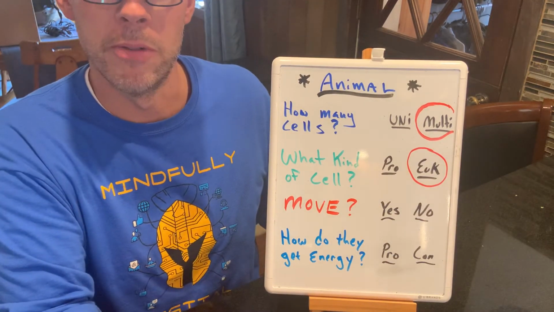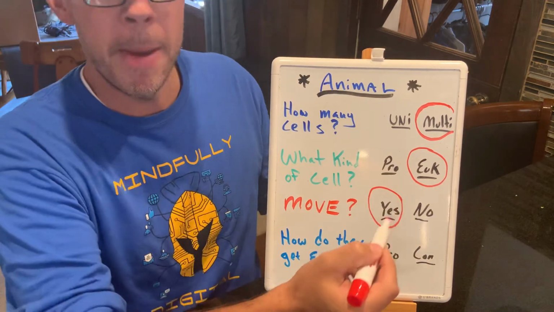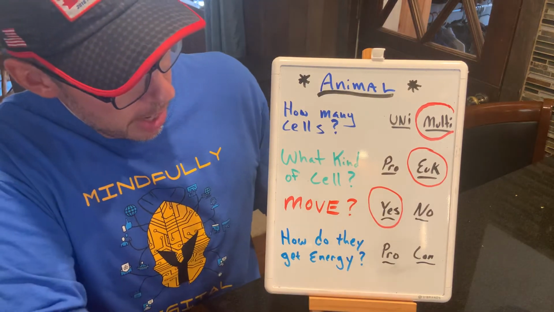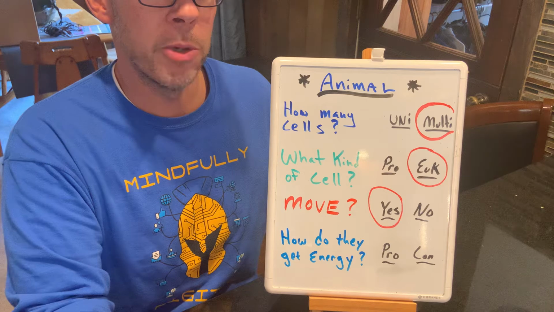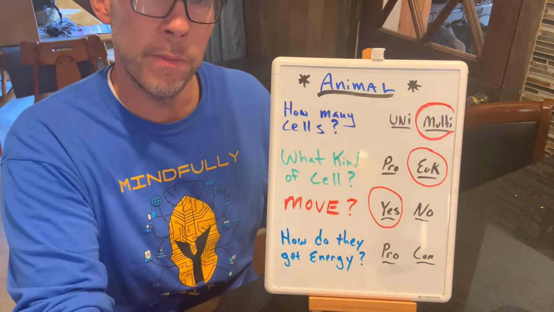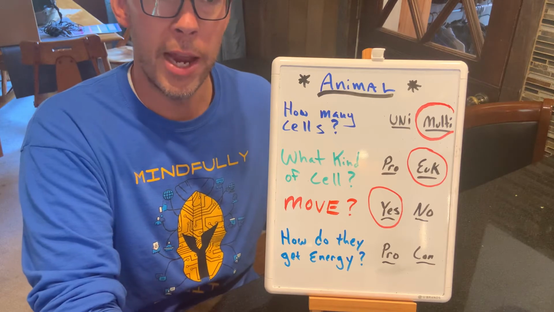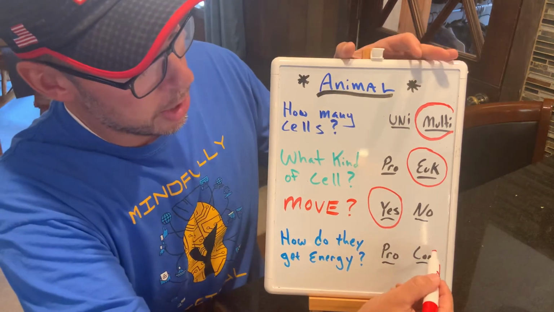Do we move? Of course we move. Every animal on the planet can move. We are the masters of movement. And then the last one, how do they get their energy? Well, you get your energy one of two ways. You either get it from the sun, and you're known as a producer, that's photosynthesis, or you do this thing called respiration, and you've got to eat something. Okay, so we are consumers.